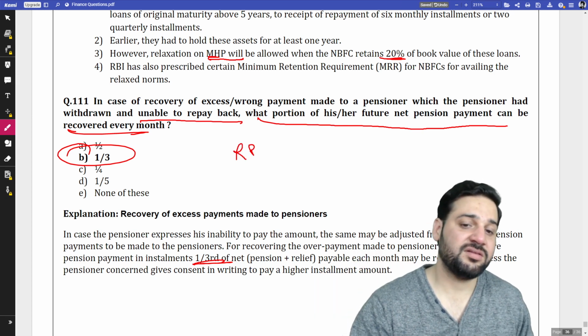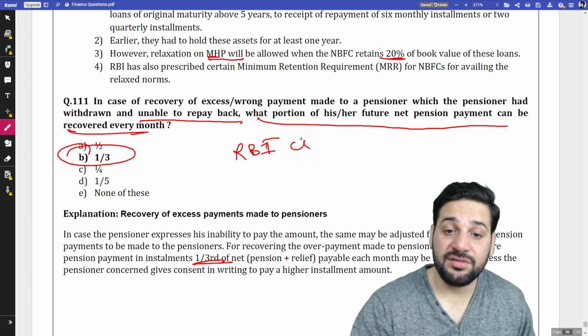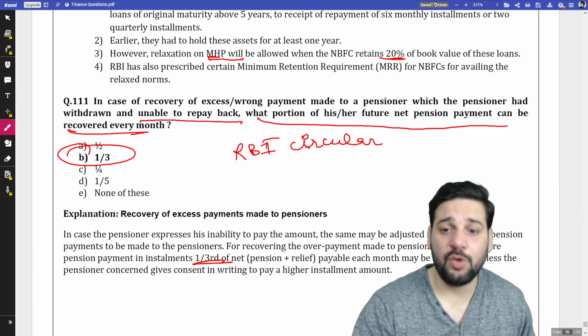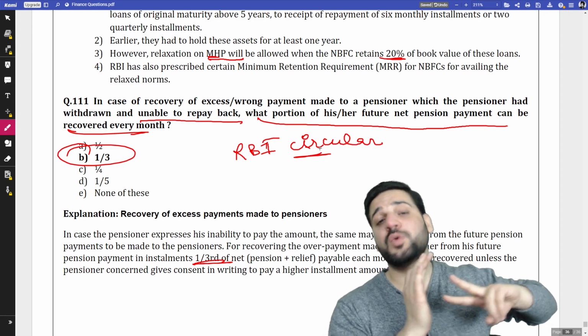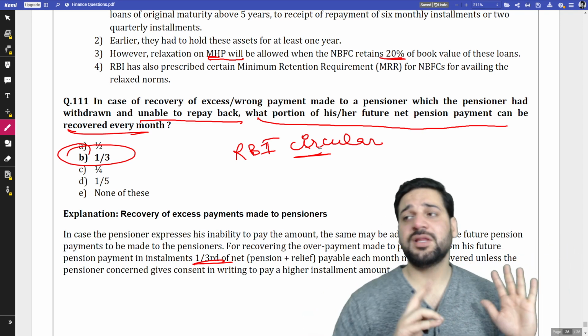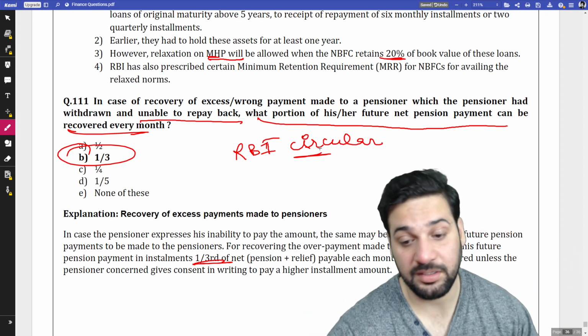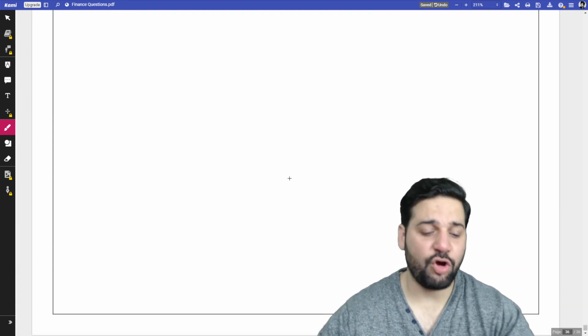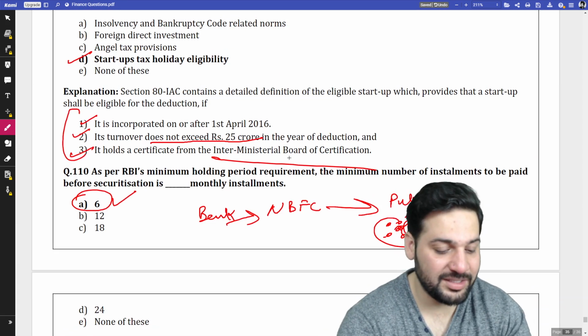So that was a circular of RBI, which is really, really important. And in all the circulars, there are just 1 or 2 questions, except the priority sector, which is actually really, really important. So I think that's all for today, students. I hope you liked today's session.